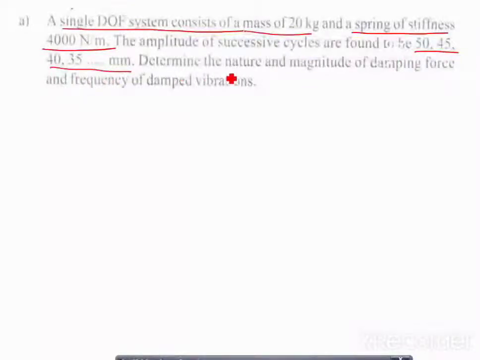The next problem is a single degree of freedom system consisting of a mass of 20 kg and a spring of stiffness 4000 Newton per meter. The amplitudes of successive cycles are found to be 50, 45, 40, 35 mm. Determine the nature and the magnitude of the damping force and the frequency of damped vibration. So the problem is of the same nature as what we have solved in the last 5 problems, with a slightly small change.